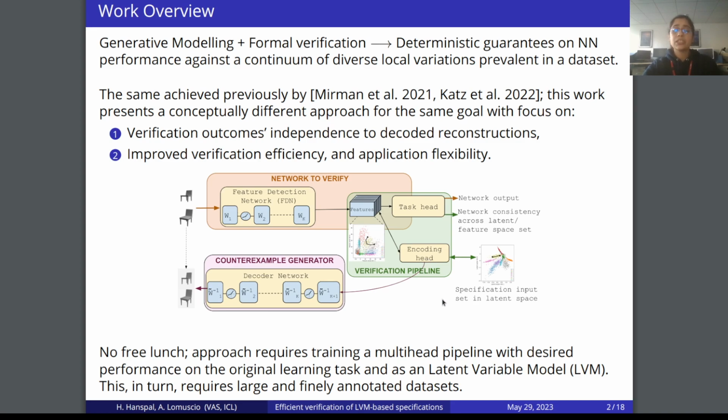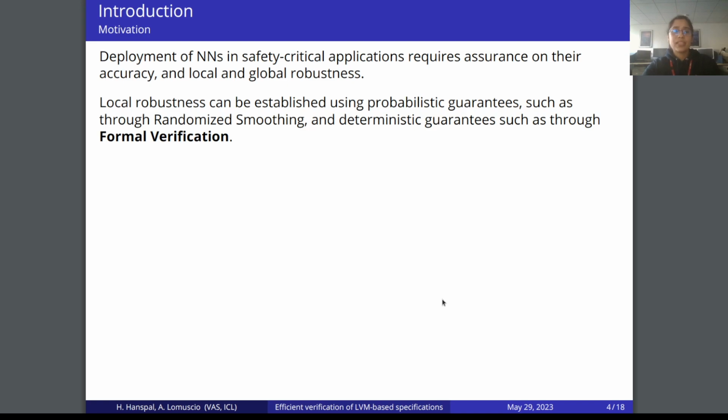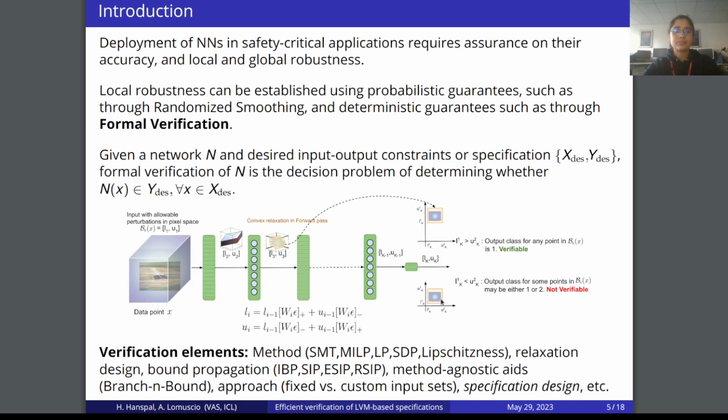With this overview, we now discuss each aspect of the work in greater detail. The motivation. Deployment of neural networks in safety-critical applications requires assurance on their robustness. A deterministic way of establishing local robustness is through formal verification.